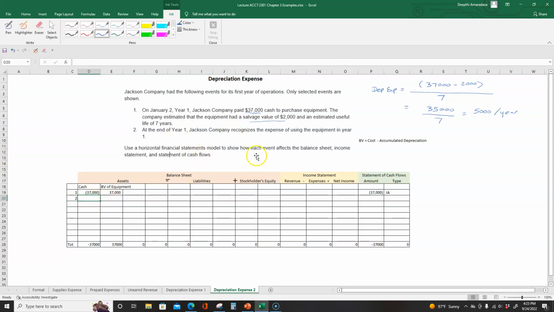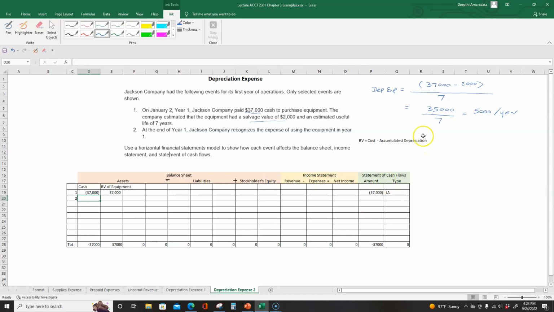At the end of year 1, Jackson Company recognized the expense of using the equipment in year 1. We know that the expense is called depreciation expense and the dollar amount is $5,000. What happens here is that depreciation expense goes up and accumulated depreciation goes up. Again, whenever we record the adjusting entry, depreciation expense increases and accumulated depreciation increases.